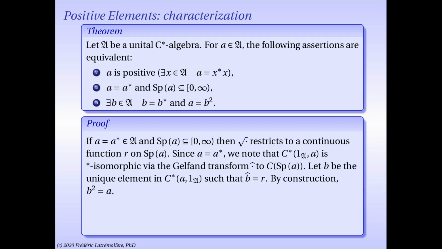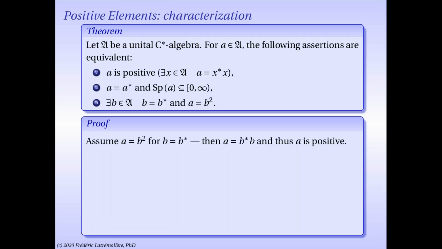Let's call R the restriction of the square root. Since A is self-adjoint, we again observe that the C-star algebra generated by A and the unit is star isomorphic via the Gelfand transform to the continuous functions on the spectrum of A. So there is a unique element, call it B, in the C-star algebra generated by A and the unit, such that the Gelfand transform of B is that function R, the restriction of the square root. And then it is simply an application of the Gelfand transform isomorphism properties to check that the square of that B must be equal to A. So 2 implies 3.